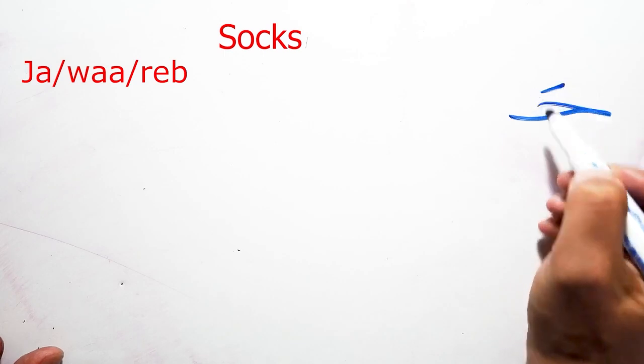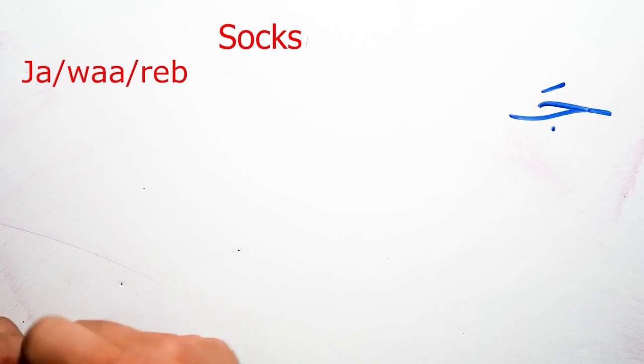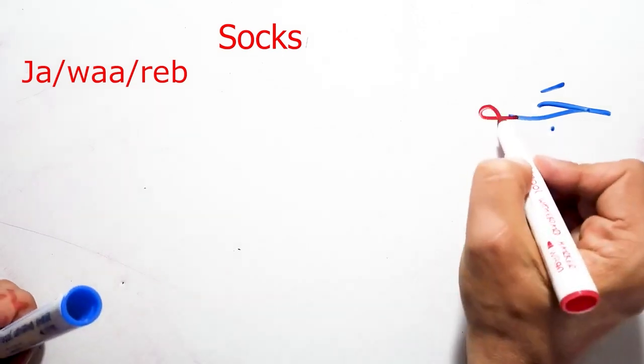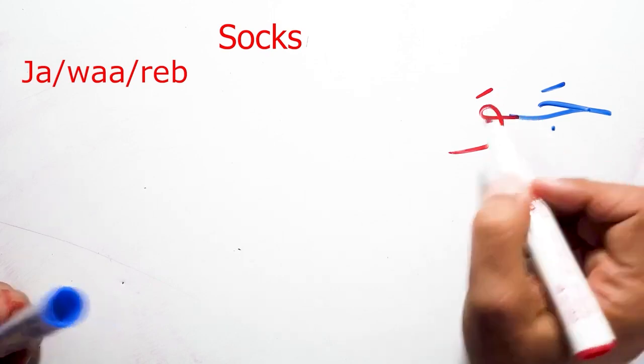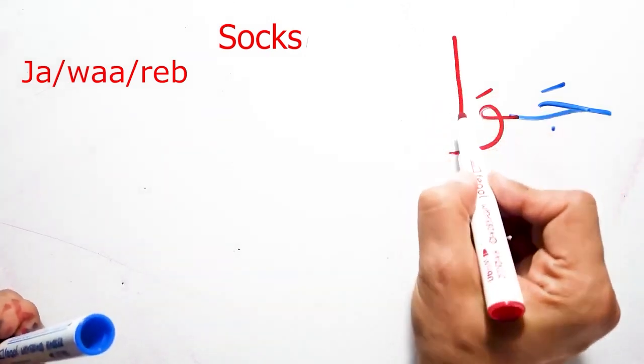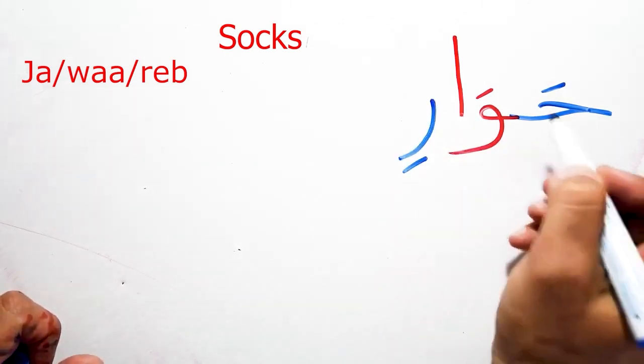Jeem with fatha. This letter has the sound of J. The sound of W. We have this letter with fatha. It will be wa. Long vowel alif.